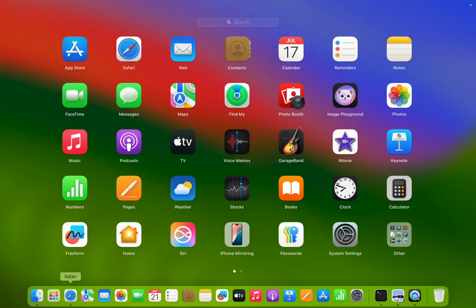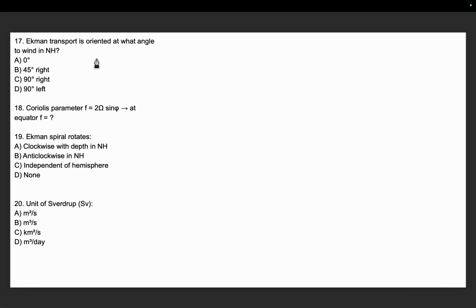Ekman transport is oriented at what angle to the wind in the northern hemisphere? 0 degree, 45-degree right, 90-degree right, and 90-degree left. Not 45-degree right, this is 90-degree right. Ekman transport is oriented 90 degrees to the right direction in the northern hemisphere, and for the southern hemisphere 90 degrees left. For the Coriolis parameter, 2 omega sin phi, at the equator f tends to 0, we know.